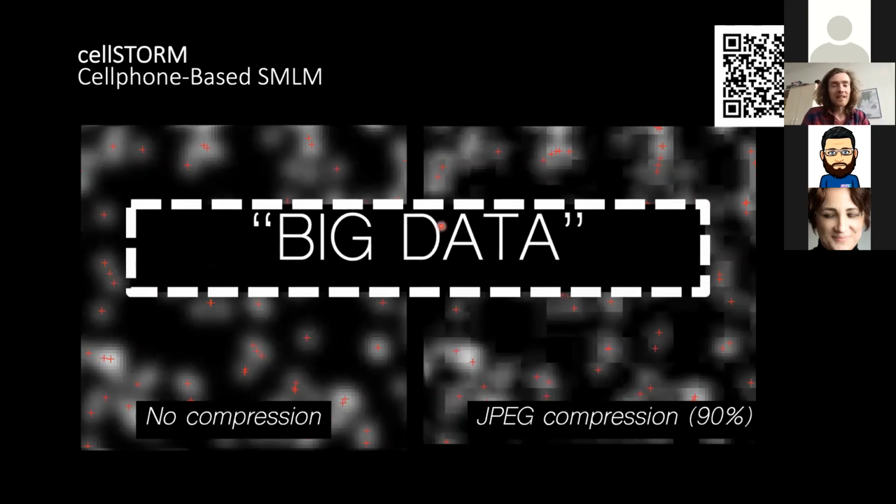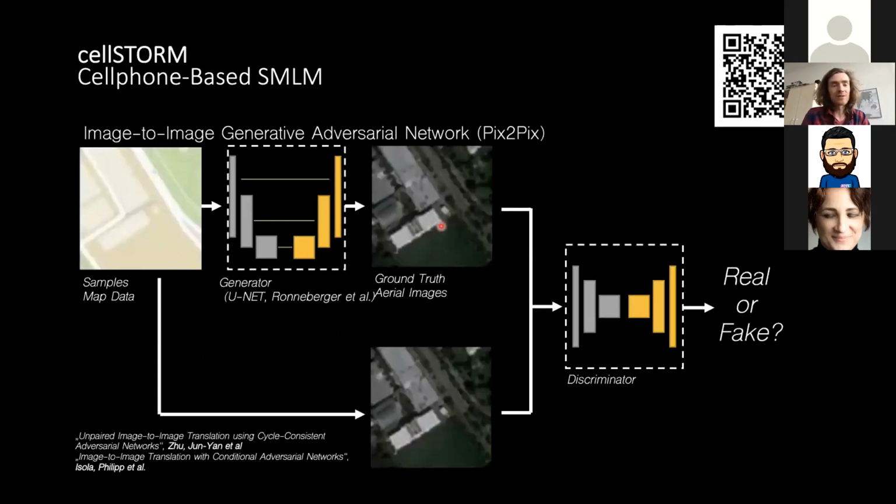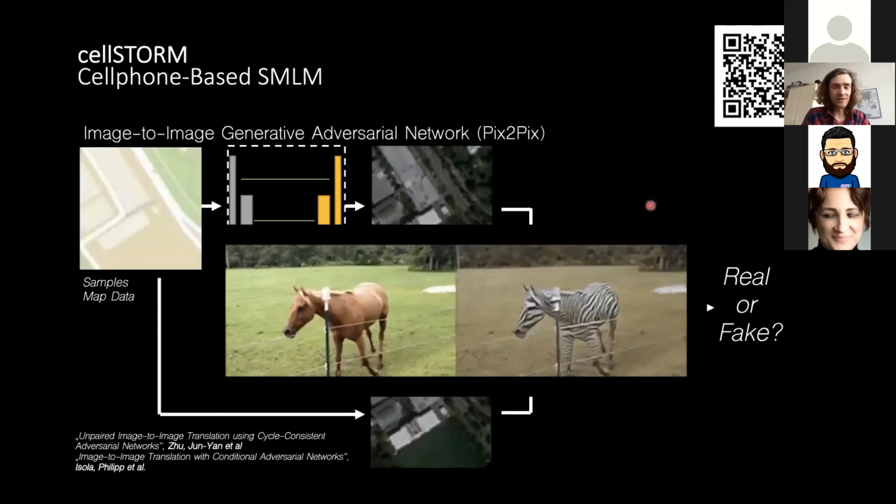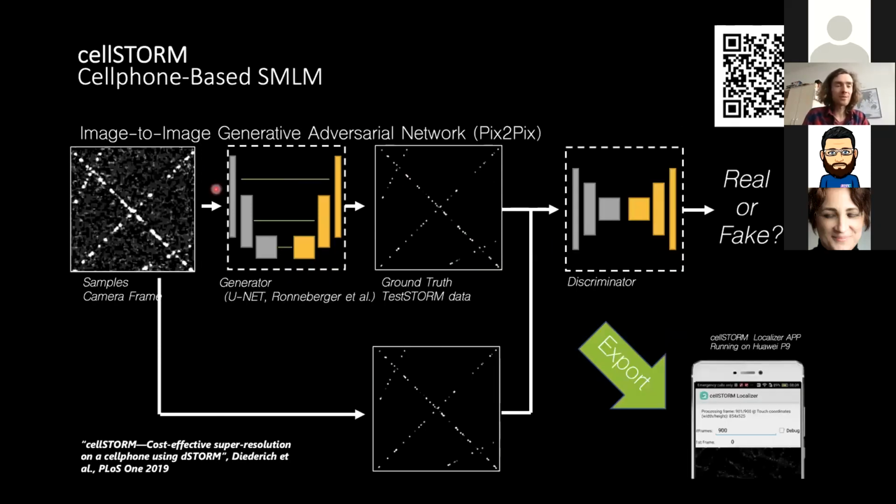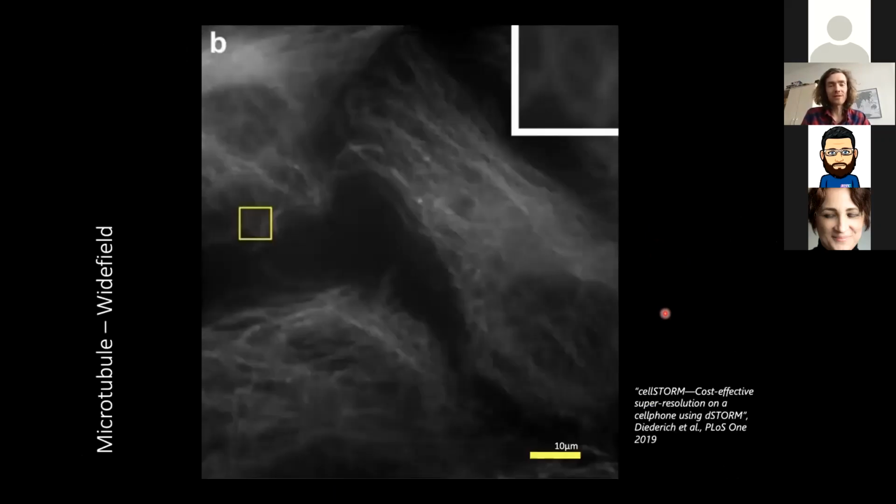Well, big data, that's the thing we would like to use. If there is something which can translate Google Maps data into aerial images or horses into zebras, well, there must definitely be something which produces good data from bad data. So we trained a neural network. In this case, it's a generative adversarial network again. And the cool thing about it was that you can port it to a cell phone. And so then we were able to localize stuff on the cell phone directly.